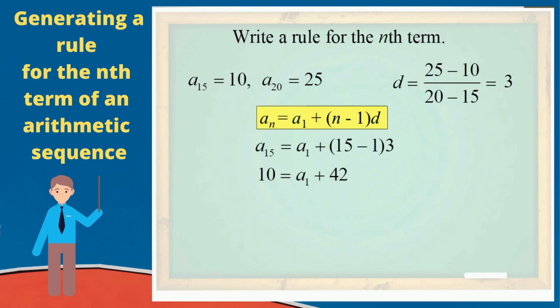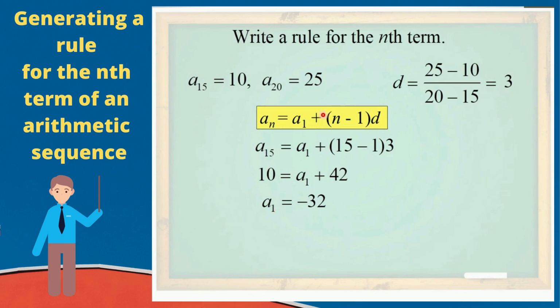Then simplify it further. Using the addition property, add negative 42 to both sides of the equation. So a sub 1 is equal to negative 32, because 42 plus negative 42 is 0. Therefore, only a sub 1 will remain here, and 10 plus negative 42 is negative 32. So the value of a sub 1 is negative 32. Now, we have the value of a sub 1 and the common difference.